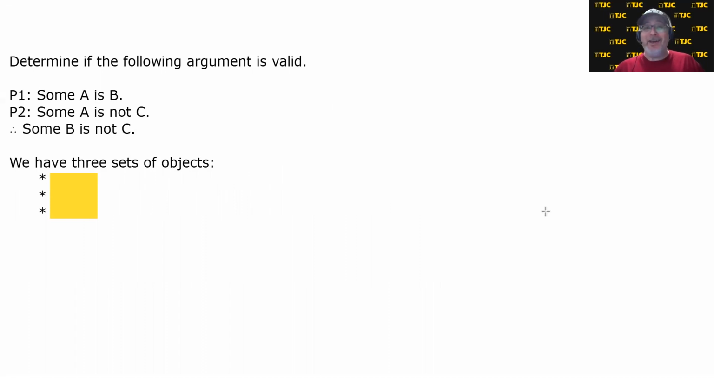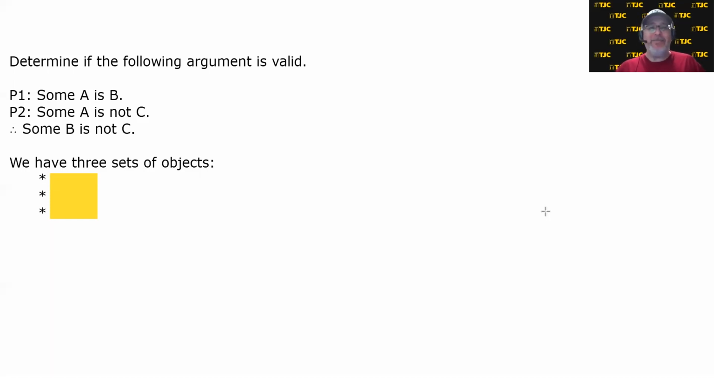Premise 1, some A is B. So whatever A is, A could be eagles and B could be has wings. Some eagles have wings, but generically, some A is B. Premise 2, some A is not C. Conclusion, therefore, some B is not C.